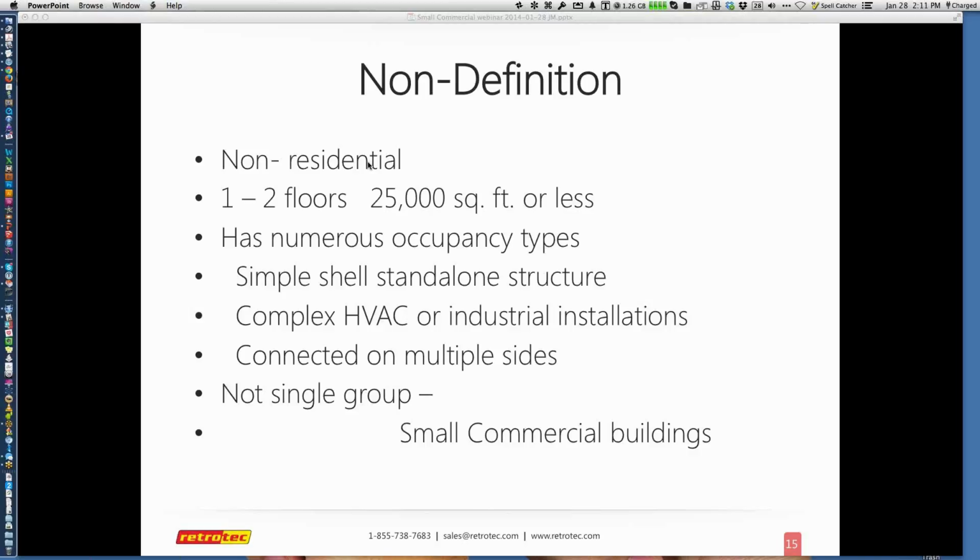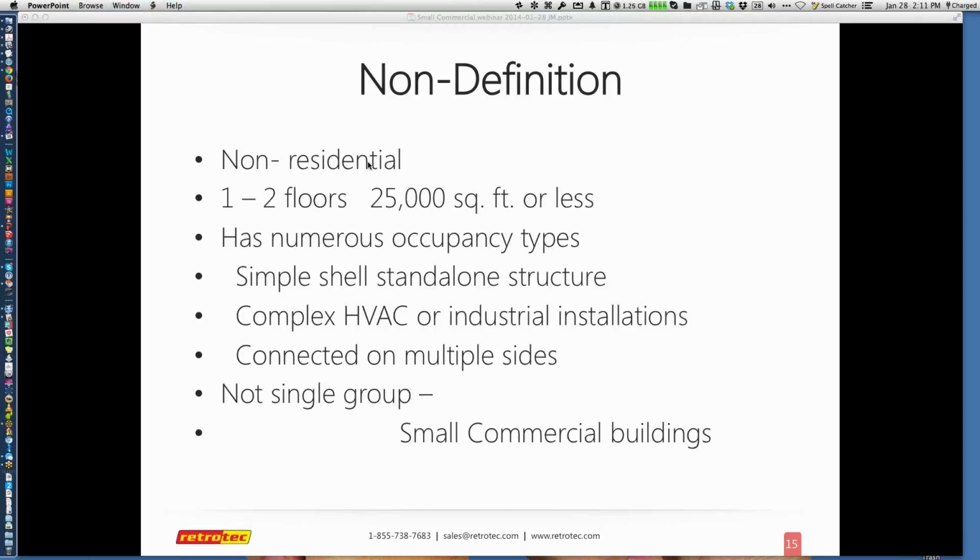Many are a simple shell or kind of a standalone structure. And many, although standalone, may have complex HVAC or industrial installations that are specific for what they do or what their business model is. And sometimes they are connected on multiple sides, like a strip mall or strip plaza, or maybe they only maintain the downstairs while somebody has upstairs.